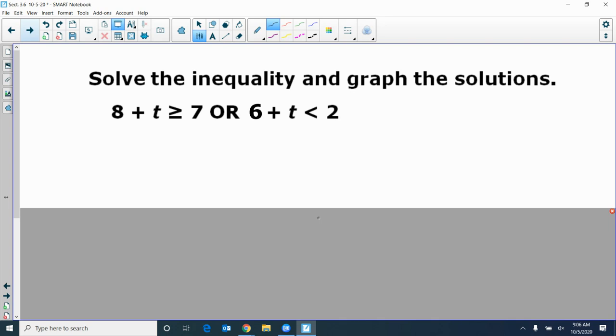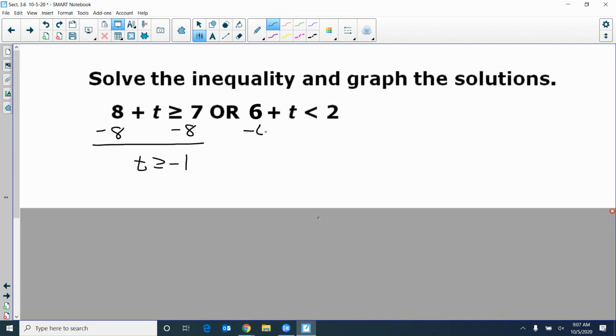So take a look at that first one there. I got 8 plus t is greater than or equal to 7, or 6 plus t is less than 2. There's absolutely no way with an or to make it into one case. So just solve them separately. Well, for the first one, you just subtract 8. You get t is greater than or equal to -1.